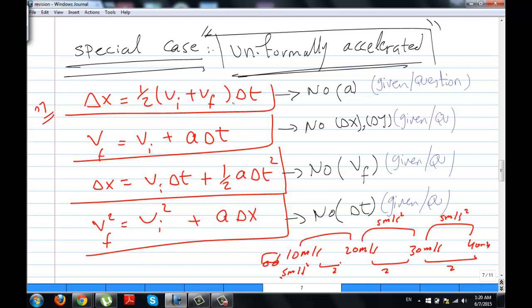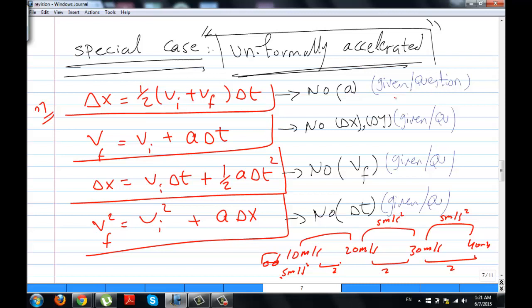And the question is, when to use this equation or this equation or this equation or this final equation? What can tell me that this equation is the right one to solve the question? So all you have to do is to focus on the givens and the question. The givens are the values that are given by the question, and the question itself is the value that you need to find.